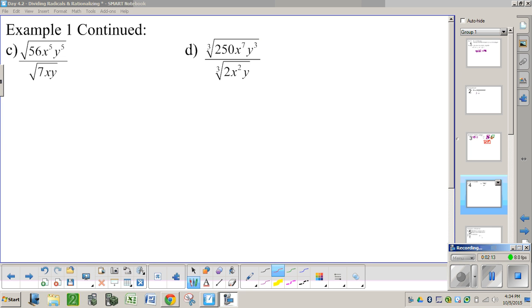For these next two examples, I want you to divide first and then simplify the remaining radical. And when you're ready to check your answers, you can replay your video.